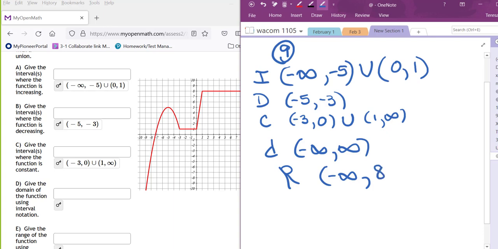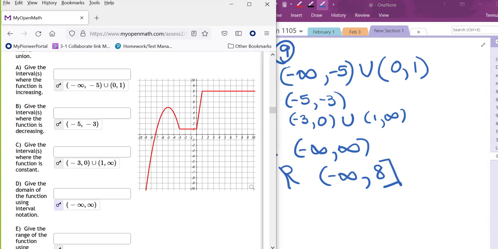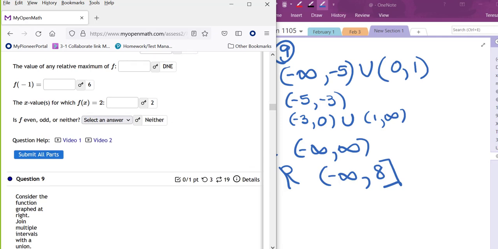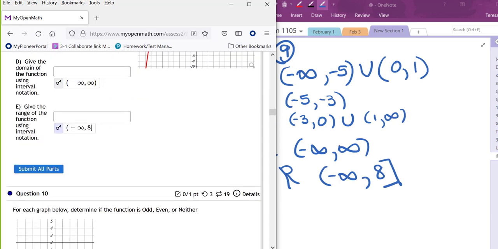Now, for domain and range, you can use brackets if you touch the point. So we touch the 8. For increasing and decreasing, you always use parentheses. So let's just double check. This one, it's everything, and this one is negative infinity to 8, and the 8 gets a bracket. Right, we'll do just one more real quick.